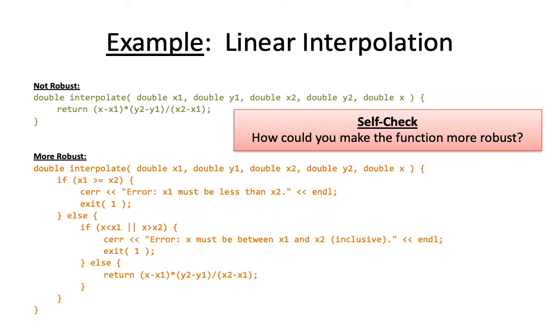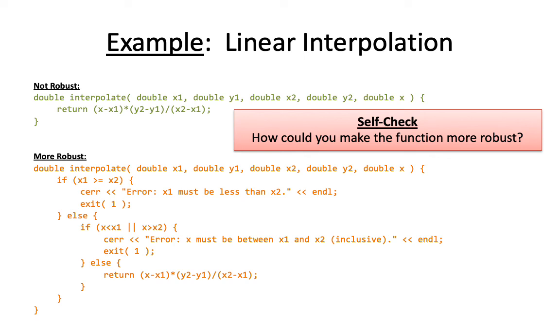So how could you make it more robust? Up there is the non-robust version, down below is the more robust version. So what did I do? To make this interpolate function more robust, I've added some checks to make sure that all the input and output values make sense. For instance, it doesn't make sense to interpolate between two values if my value x is outside of those values. It also doesn't make sense to interpolate between x1 and x2 if x1 is greater than x2.